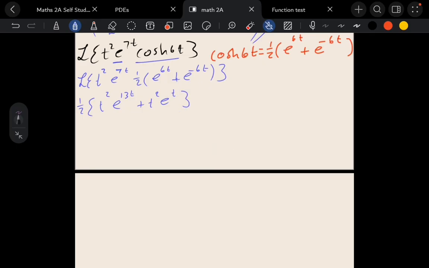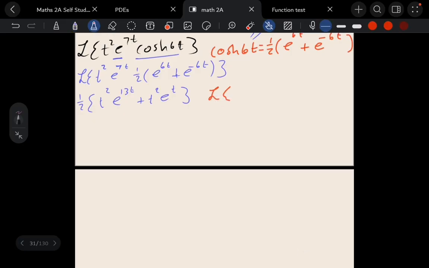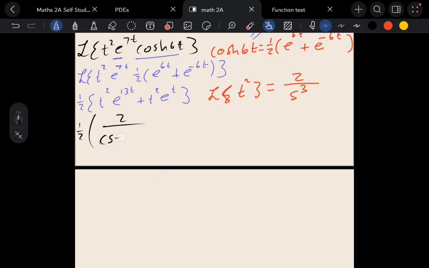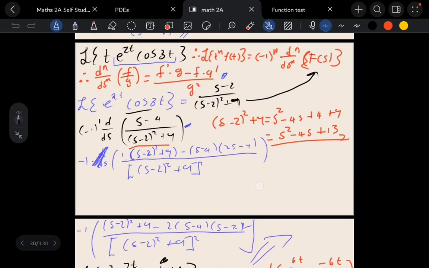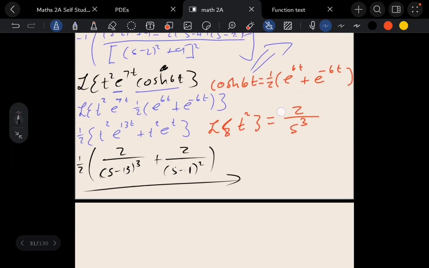And then just use the first shift theorem. Please use the first shift theorem. So what is the Laplace transform of t squared? The Laplace transform of t squared is just going to be 2 over s cubed. So your final answer should be 1 over 2 in bracket 2 over s minus 13 cubed plus 2 over s minus 1 cubed. And this must be your final answer. Yes, you can do it. You can do this problem using this method here. It's still fine, right?